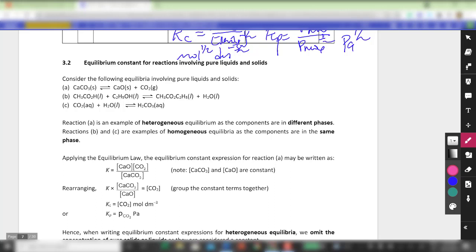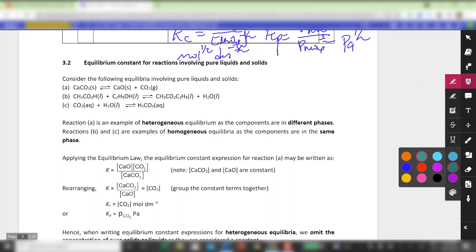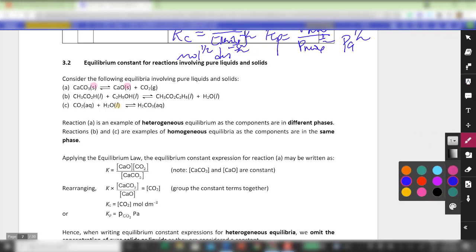For 3.2, what about the equilibrium constant involving pure liquids and solids? So far we've been talking about gases in a vessel, as well as reactants in a solution. For A, you notice that what we have here is solids and solids. For B, it's not so inspiring because everything is liquid, so that's fine. And for C, you have a liquid, water, while the rest are all aqueous.